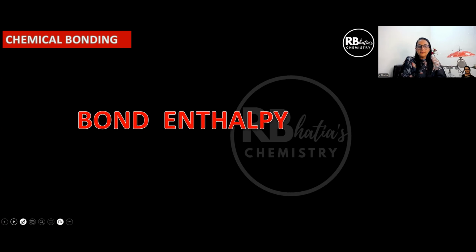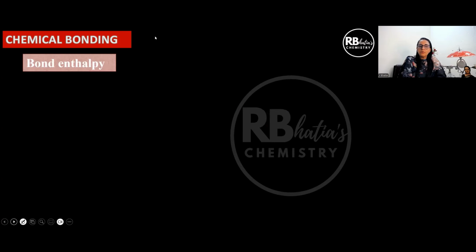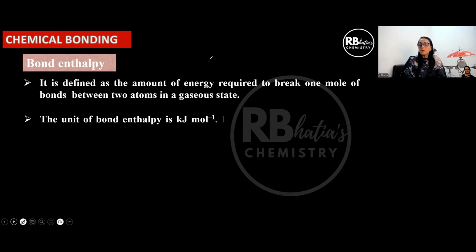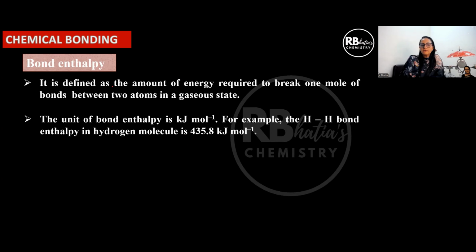So next we have bond enthalpy. Now this is a very important question for school exams. This can be asked as such. What is bond enthalpy? We are going to basically talk of bond enthalpy and average bond enthalpy in this topic. Okay, bond enthalpy or bond energy. It is defined as the amount of energy required to break 1 mole of bonds between atoms in a gaseous state. Unit of bond enthalpy is, since it's an energy, kilojoule per mole.